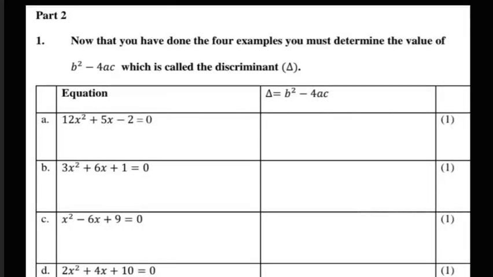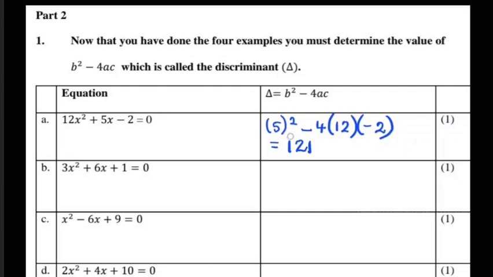So for part 2, it says, now that you have done 4 examples, you must determine the value of b squared minus 4ac, which is called the discriminant, which we kind of already did, but they just want you to actually show your substitution here and get your value. So we have the same equations, which we had 1 to 4 before. It's now called A to D here. So let's go ahead and do that. We'll show our substitution and then the value that we have.